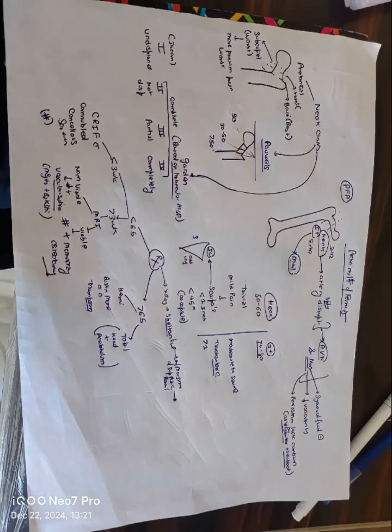Coming to the complications, as the profunda femoris artery gives two branches, medial and lateral circumflex artery, and as these are compromised in the neck of femur fracture, the chances of avascular necrosis and non-union are very high in neck of femur fracture, whereas in intertrochanteric fracture, chances of malunion are very high.